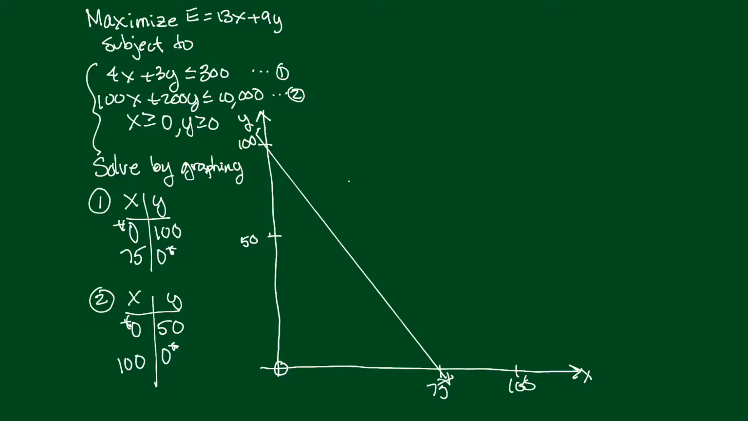Okay, I've got that line. Now, all the points on that line satisfy the equal part here, right? 4x plus 3y equals 300. Those are those points right there. We're looking for the points where it's less than 300. So we know how to do that.